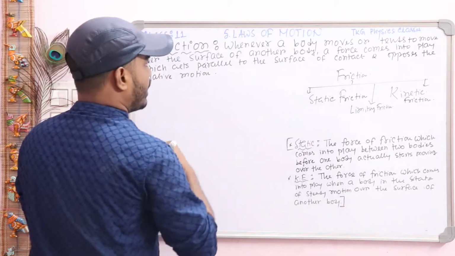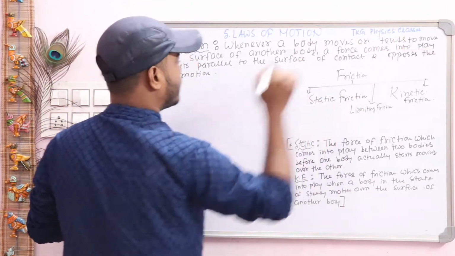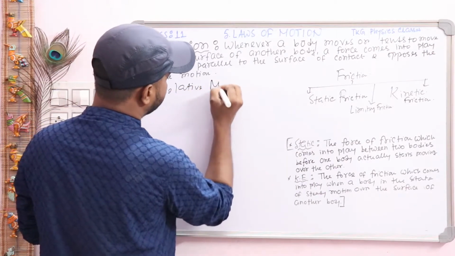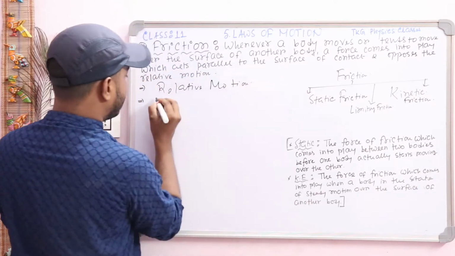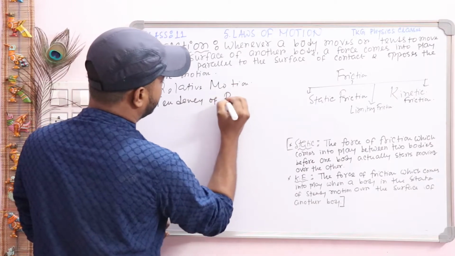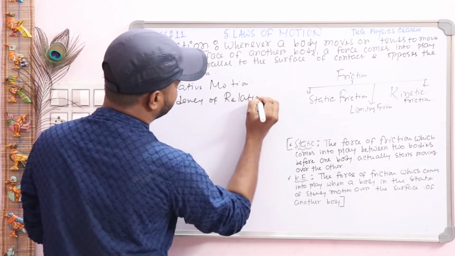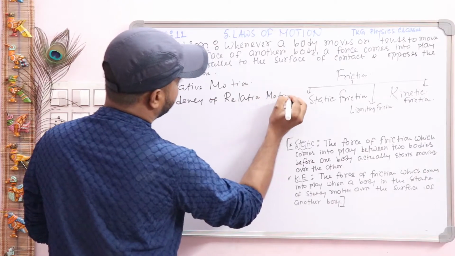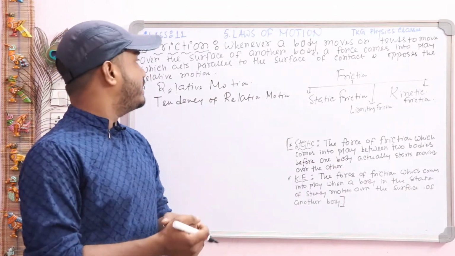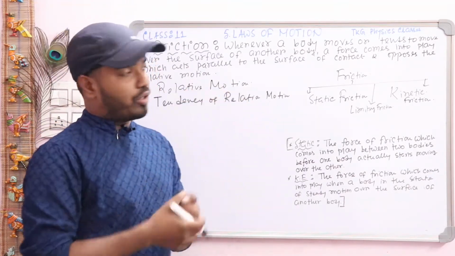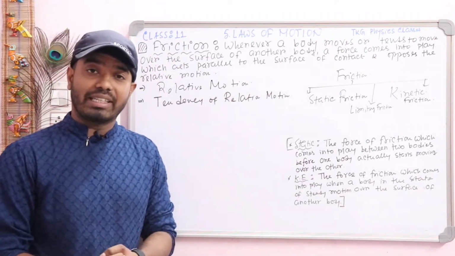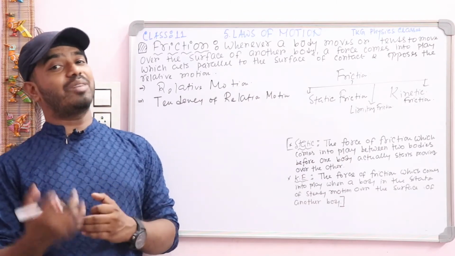At first, when a body moves or tends to move, that means there is a relative motion, or you can say tendency of relative motion. So this is the concept. Whenever a body moves or tends to move over the surface of another body, a force comes into play which acts parallel to the surface of contact, which acts tangential to the surface of contact.